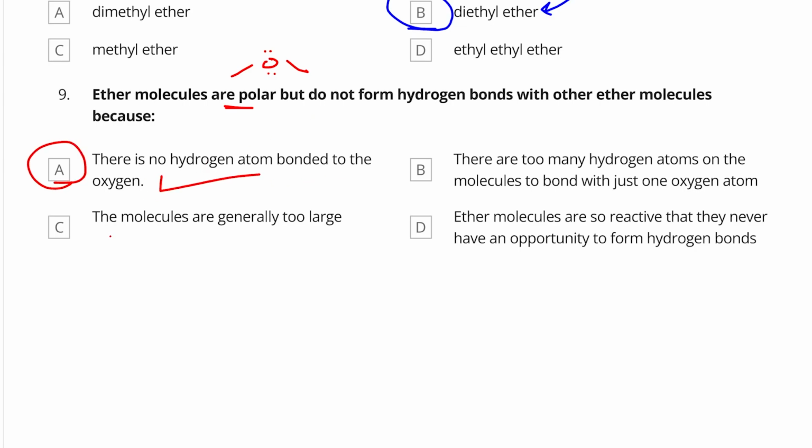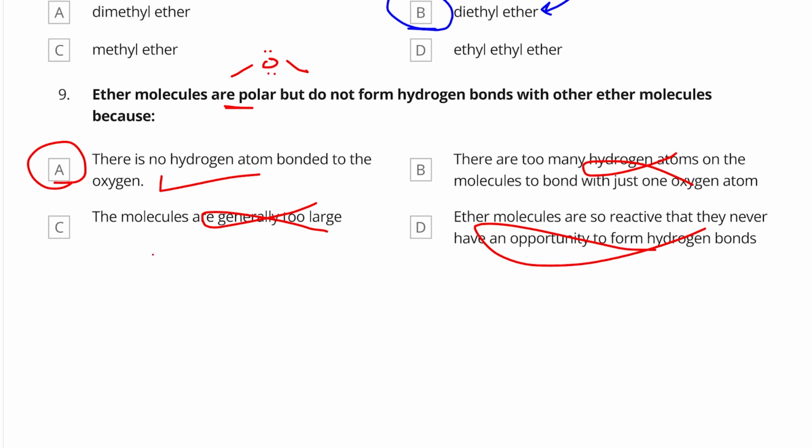This is the true one. The molecules are generally too large. This is not a relevant statement. There are too many hydrogen atoms in the molecules to bond with just one oxygen atom. No. Ether molecules are so reactive that they never have an opportunity to form hydrogen bonds. This is not a statement we can accept as a true option for the given statement.